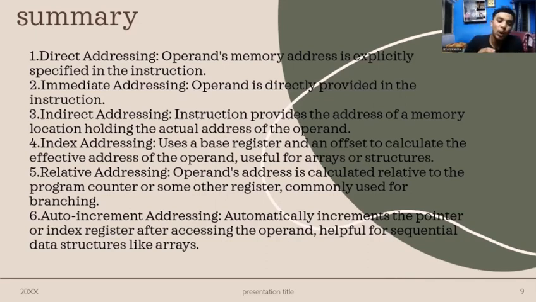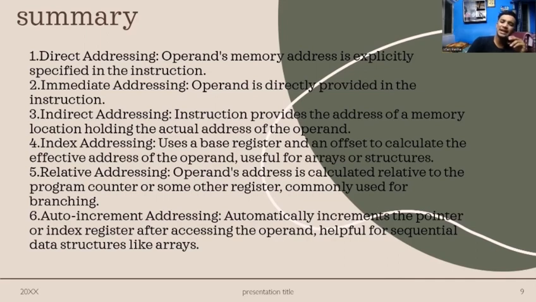Coming to the third one, the indirect addressing mode. In the indirect addressing mode, the instruction provides the address of a memory location holding the actual address of the operand. Let us read it again and try to understand what it says. The instruction provides the address of a memory location holding the actual address of the operand.